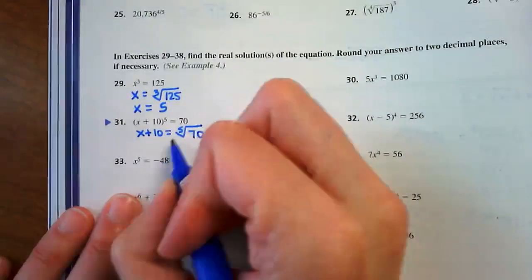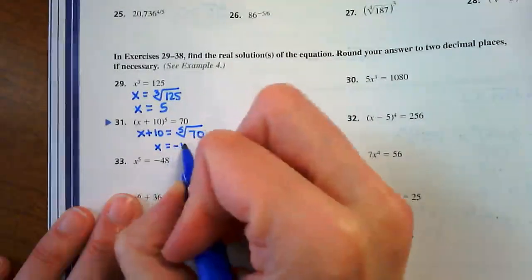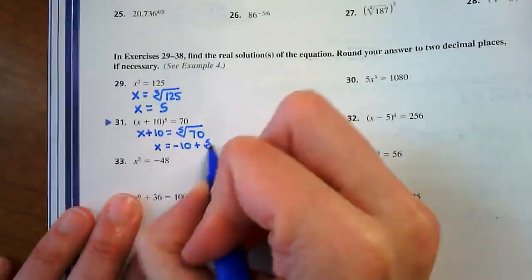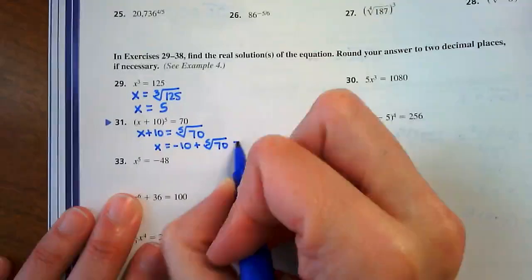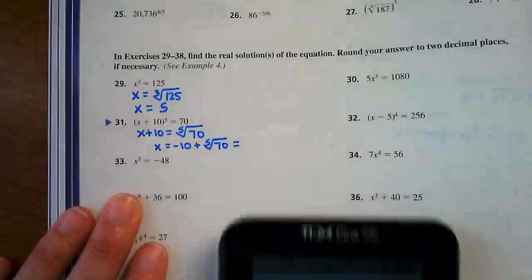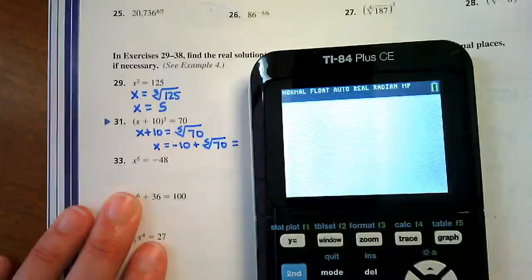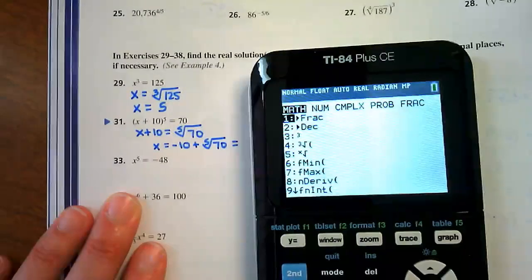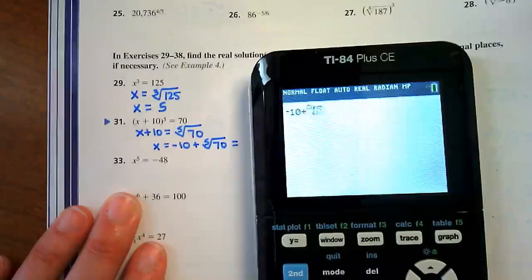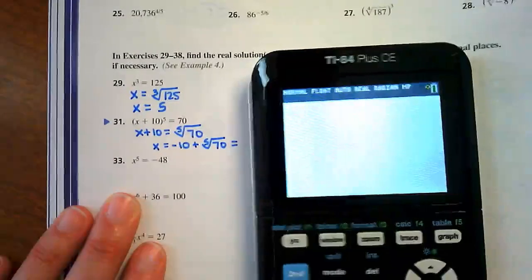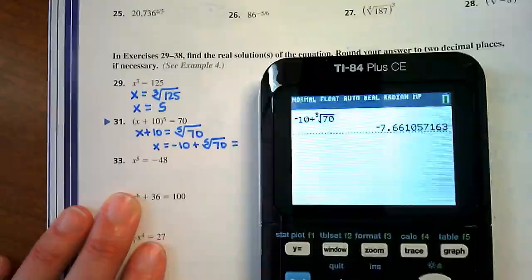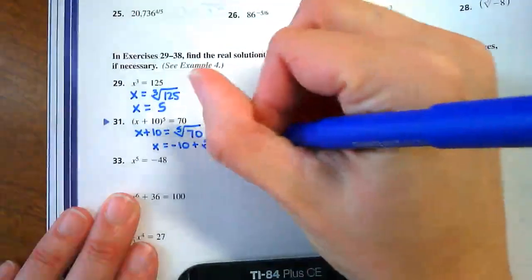To move this 10 to the other side, we would be subtracting it. So it would be negative 10 plus the fifth root of 70. And this is a calculator question. So we'd have to plug in negative 10 plus the fifth root of 70, and then equals, and it's negative 7.66.